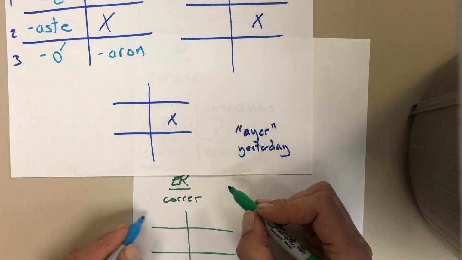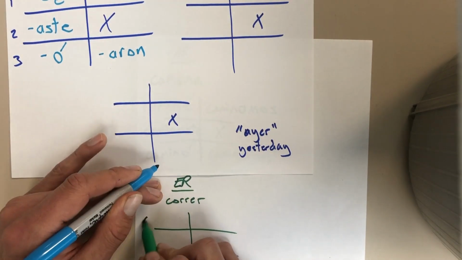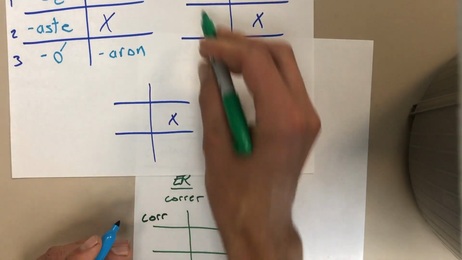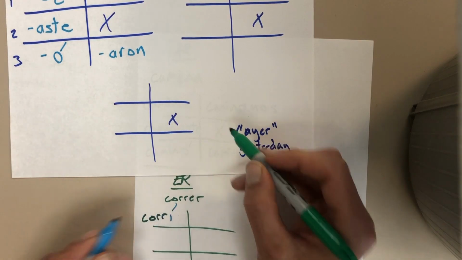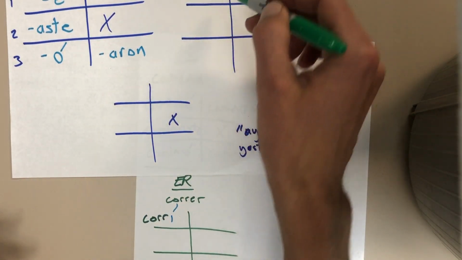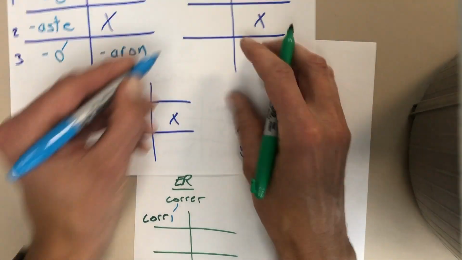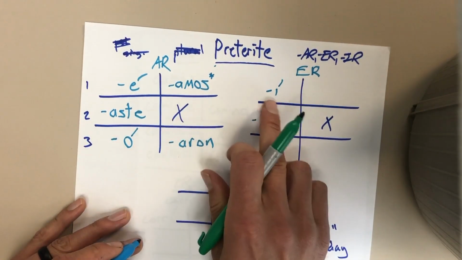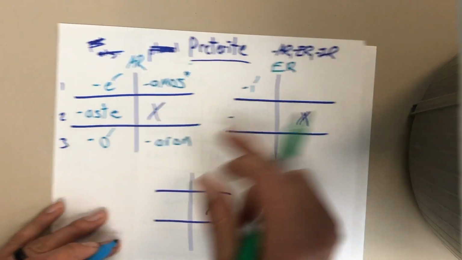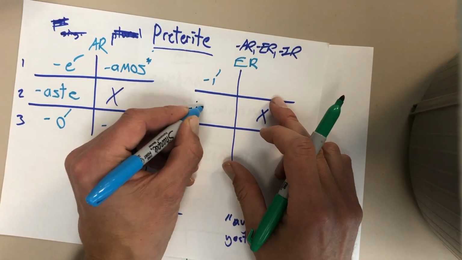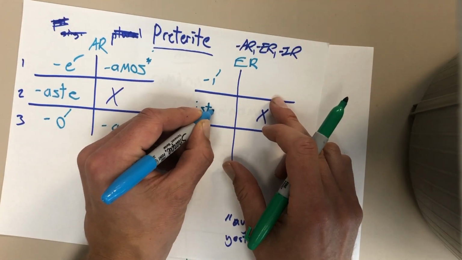All right. So we have yo. It starts the same, and then the ending has that. Yo corrí. See it? Because it's an ER verb. And this one is going to look a lot like this. It's got the accent mark. It's just confusing because the AR has the E and then the ER has the I.